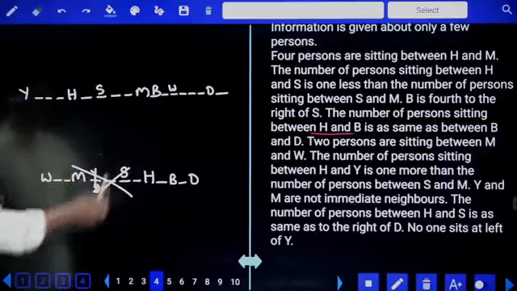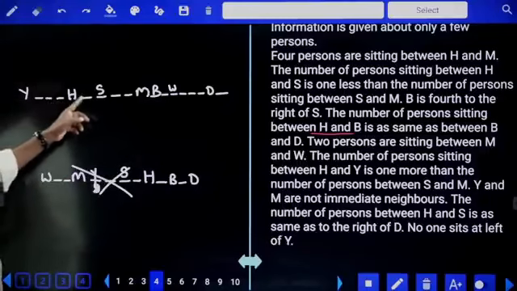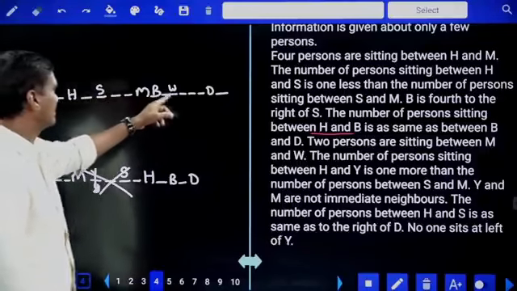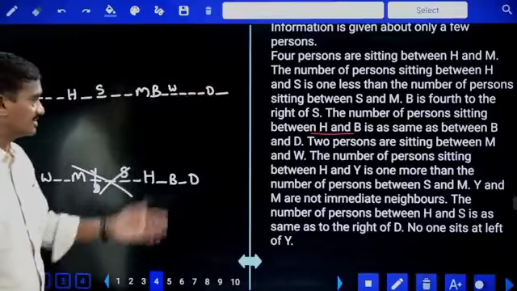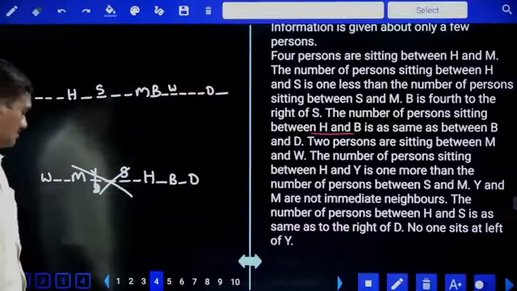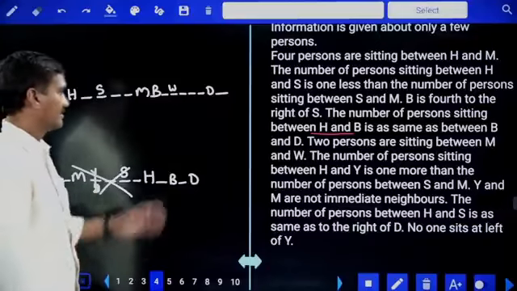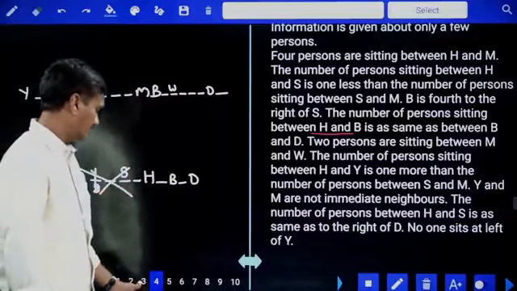Now this is the final arrangement we have. 4, 5, 6, 7, 8, 9, 10, 11, 12, 13, 14, 15, 16, 17, 18. All together there are 18 persons in this row. Done with this? Now this is about the fourth set. Now only row arrangement.